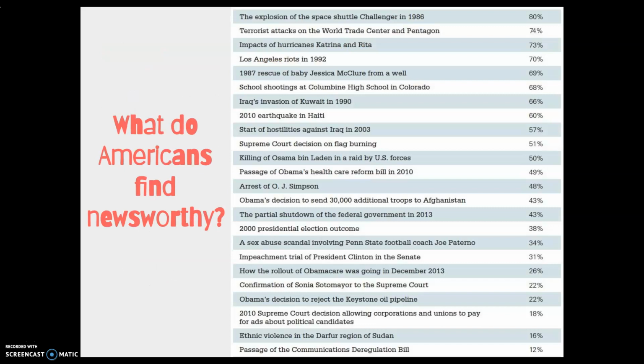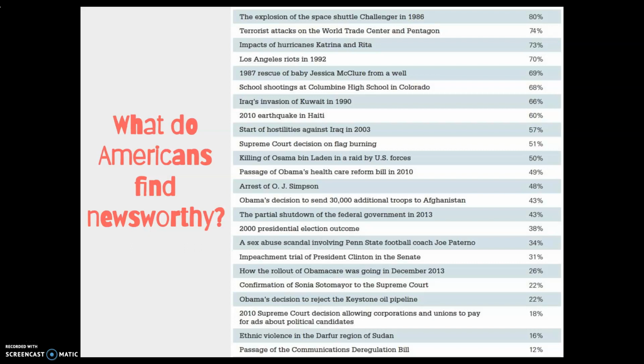So this is just a look at what Americans find newsworthy. Why do we avoid the hard-hitting issues? Why do we go for the more extreme? Well, there's a quote in media: "If it bleeds, it leads." It's the idea that Americans really don't want to hear about the policy issues. They don't want to hear about things like, for instance here, Obamacare, or the Supreme Court decision allowing corporations and unions to pay for ads about political candidates. They don't want to hear about the passage of the Communications Deregulation Bill. That stuff is boring. That's why it's reduced to short little 10-second bits of coverage.